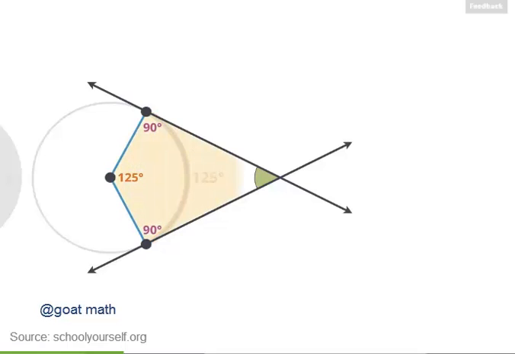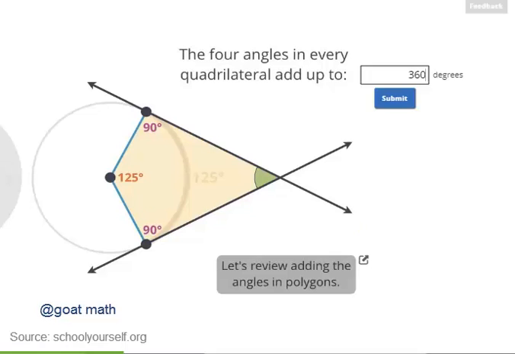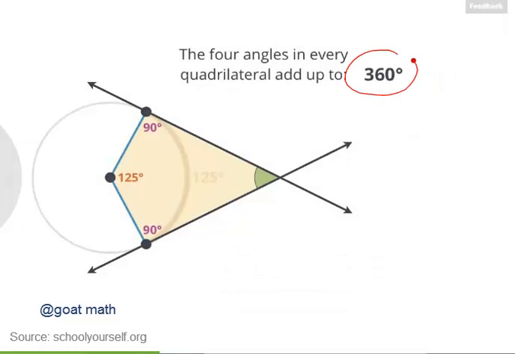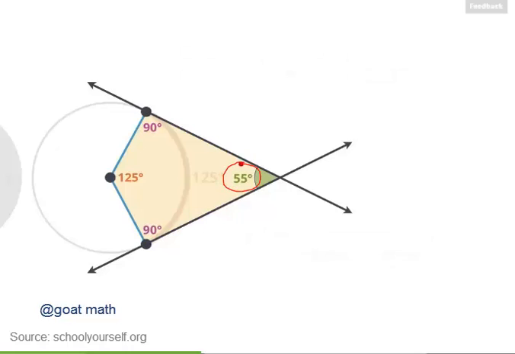So next, take a look at this quadrilateral, which we've colored yellow. So far, you know 3 of the angles in this quadrilateral, and the circumscribed angle is the 4th angle in the quadrilateral. But before we solve for this angle, do you remember what the 4 angles in every quadrilateral always add up to? If not, click down here to review. Right, every quadrilateral's 4 angles always add up to 360 degrees. So given these 3 angles, try figuring out the measure of the circumscribed angle. Excellent! So this angle measures 55 degrees.